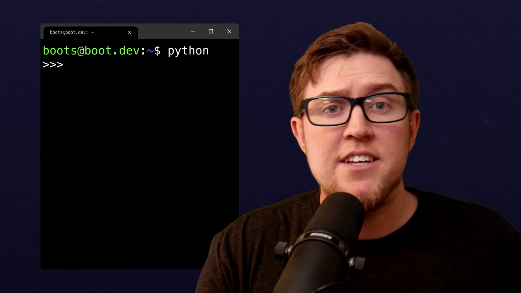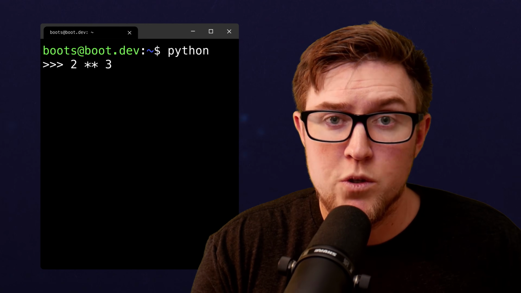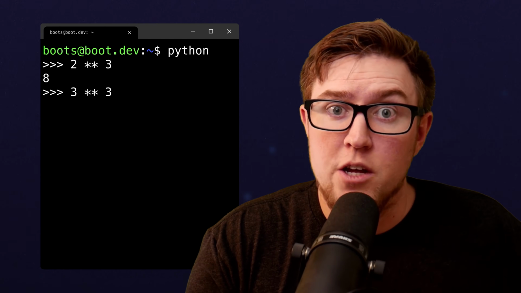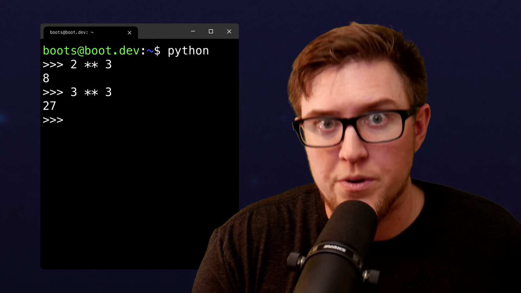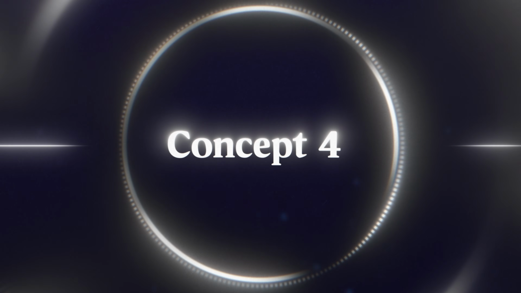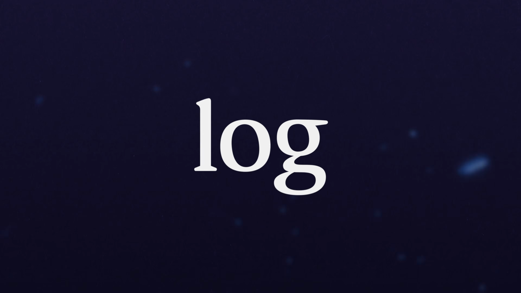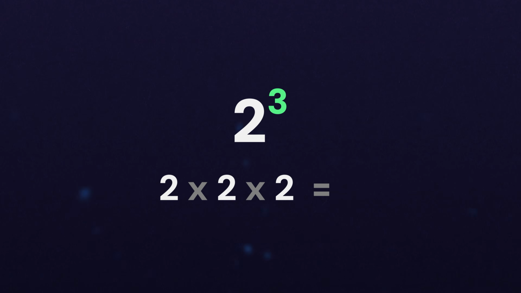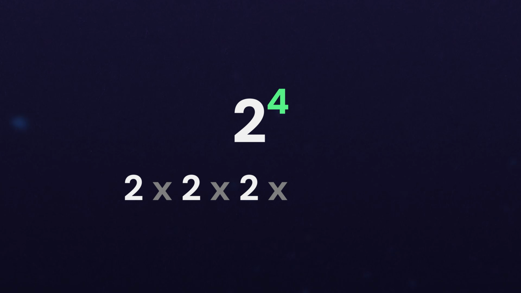So 2 to the 3rd in Python can be expressed as 2 star star 3, which will evaluate to 8, or 3 star star 3, which evaluates to 27, 3 to the 3rd. A logarithm is the inverse operation of exponentiation, basically a backwards exponent. So we know that 2 to the 3rd power, 2 times 2 times 2, is 8. And 2 to the 4th power, or 2 with a 4 for exponent, is 2 times 2 times 2 times 2, which is 16.